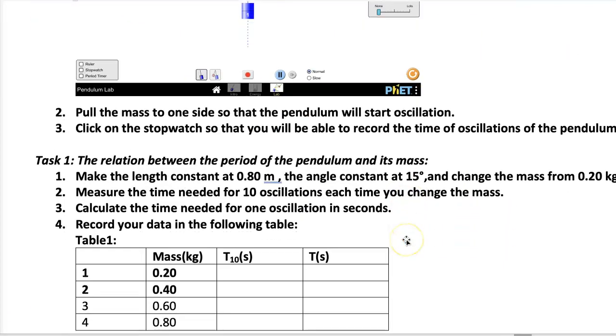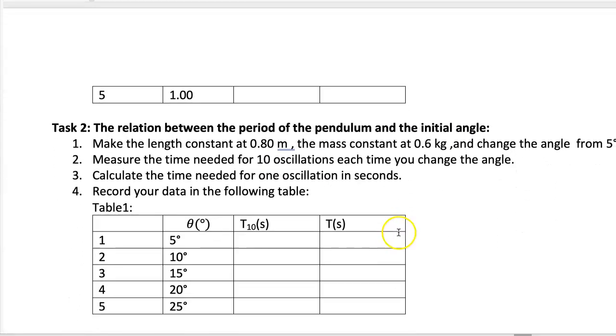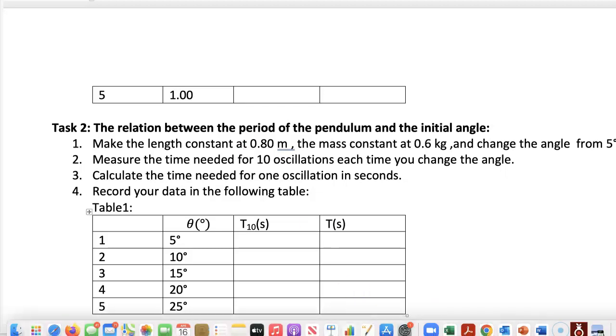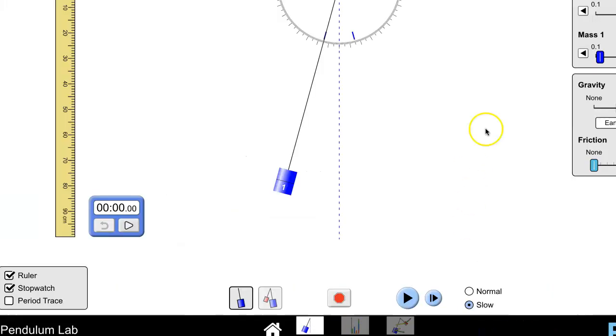The second task is we are going to find out the relation between the period of the pendulum and the initial angle, and therefore we are going to have the length constant at 0.8 meters and the mass constant at 0.6, and we are going to change the angle from 5 to 25. I'm going to go back here and show you. I'm going to keep that 0.8 for the length, and I'm going to keep the mass at 0.6.